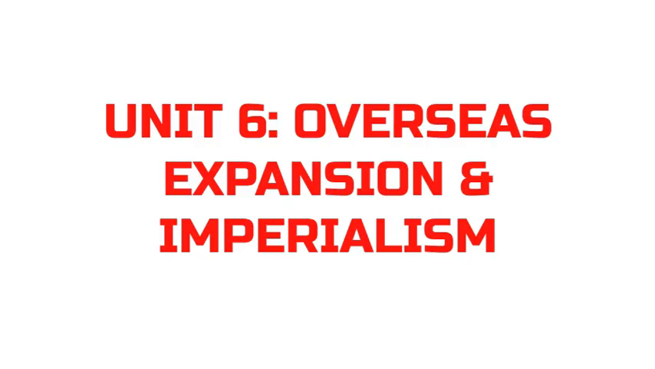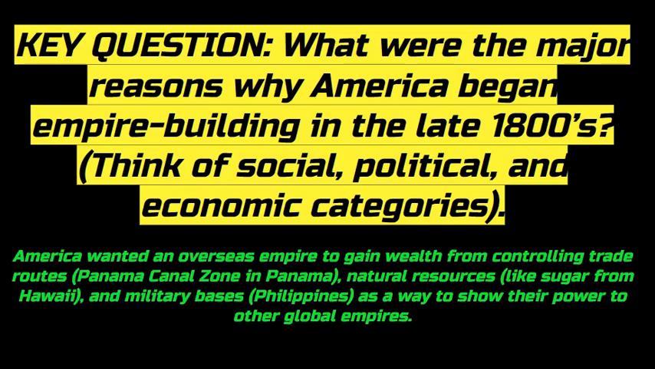Unit 6, Overseas Expansion and Imperialism. What were the major reasons why America began empire building in the late 1800s? Think of social, political, and economic categories. America wanted an overseas empire to gain wealth from controlling trade routes, the Panama Canal Zone in Panama, natural resources like sugar from Hawaii, and military bases, particularly in the Philippines, as a way to show their power to other global empires.